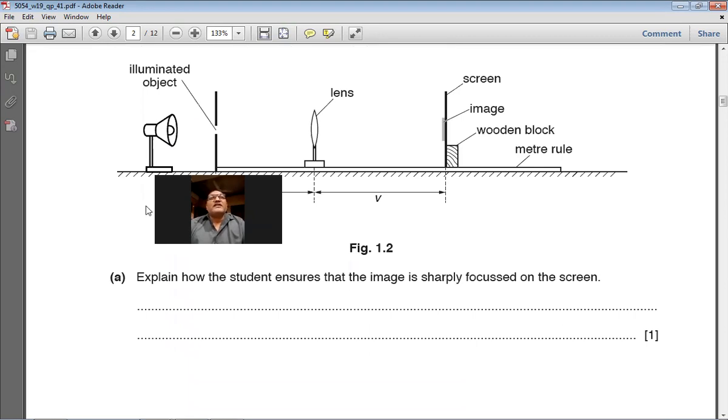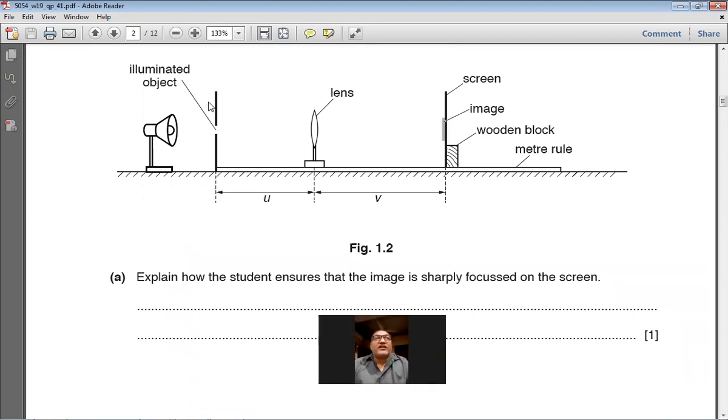So here is that diagram. Here is that arrangement. You can say here is the object, which is in the shape of an arrow, and behind it we have put a lamp so it becomes illuminated. Then here you have a convex lens, and here you have your screen. The distance between the object and the lens is represented with u, and the distance between the lens and the screen, I mean the image, will be here. That distance is represented with v.